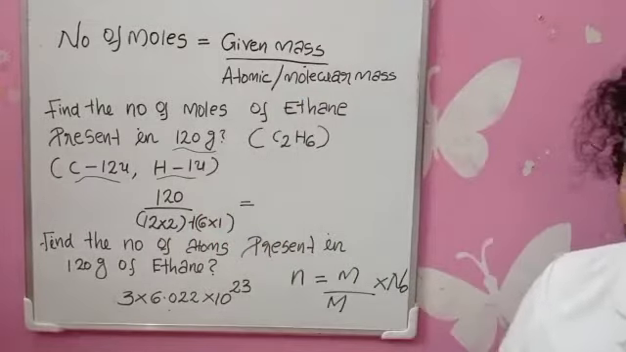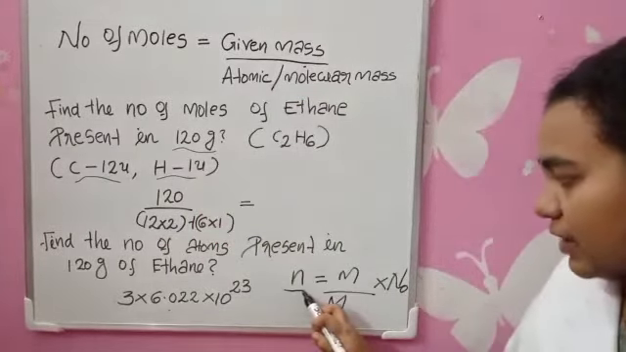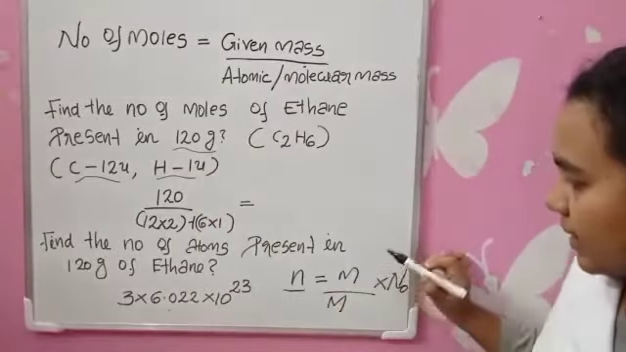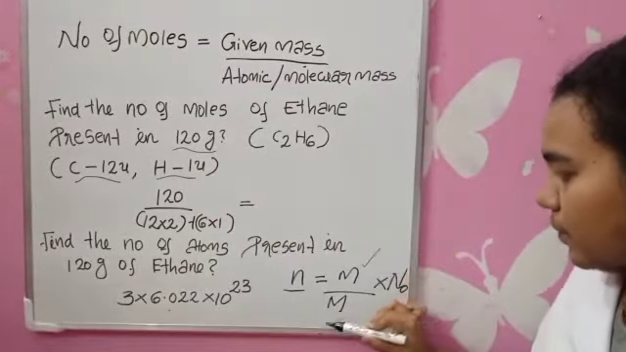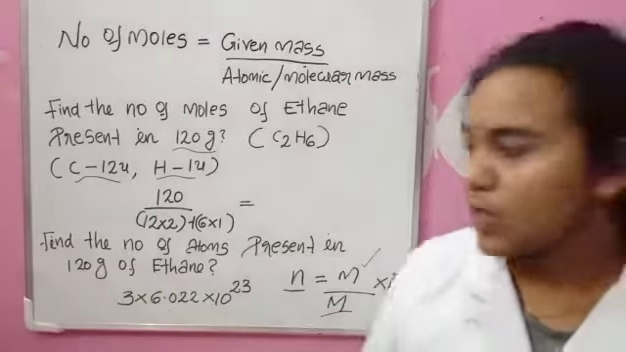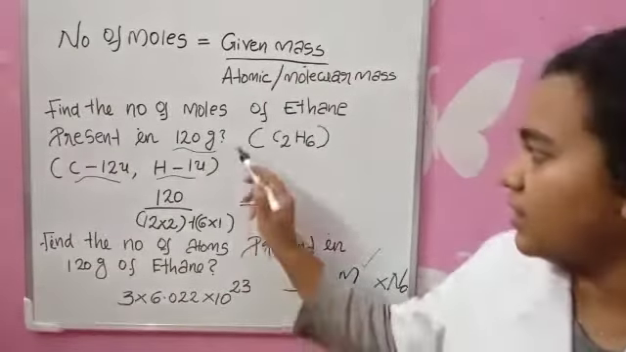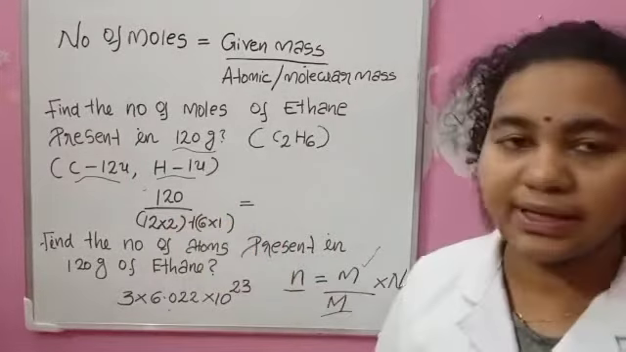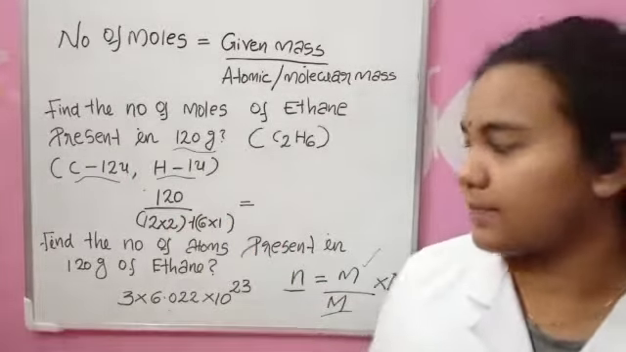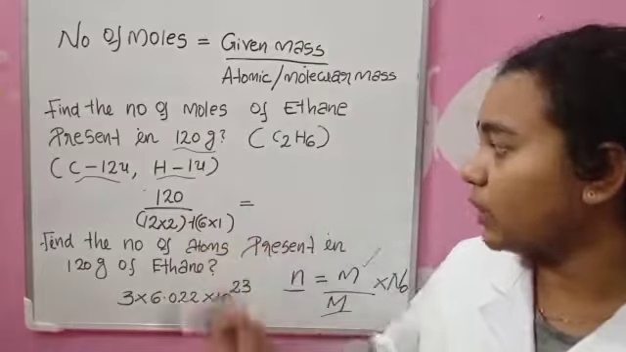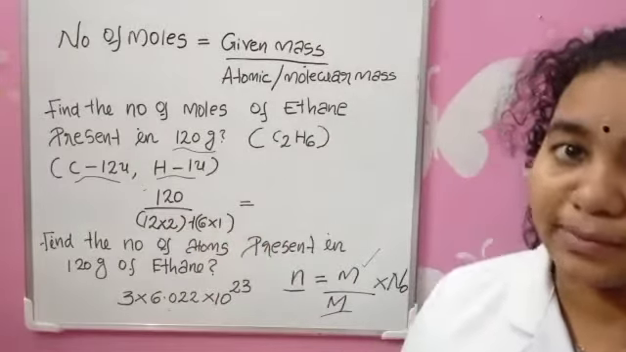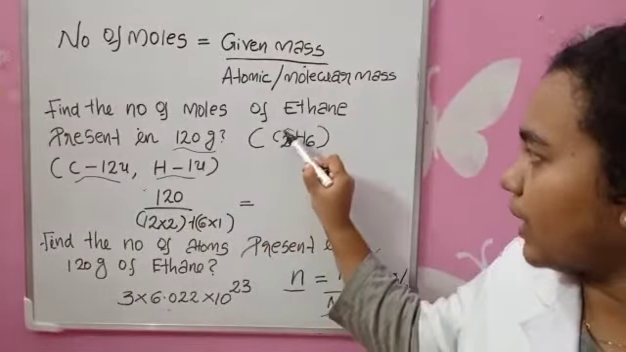There is another formula also. Number of moles can be denoted by the letter n, given mass is small m, and molecular mass is capital M. So first we have to find the number of moles. What is the given mass here? 120 gram is given. Then we have to calculate the molecular mass. How can we calculate it? There are two carbon atoms.